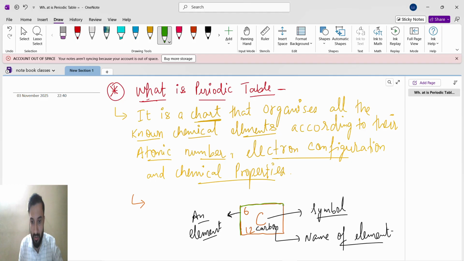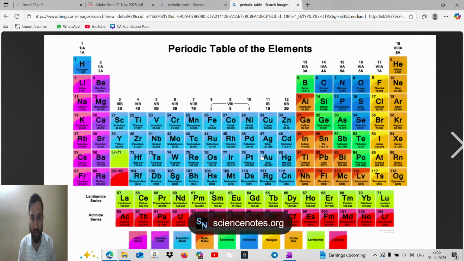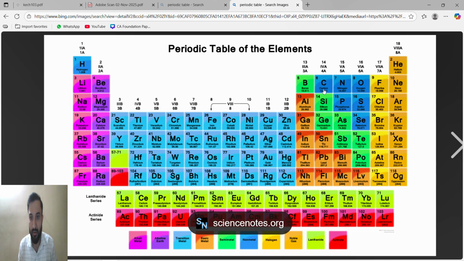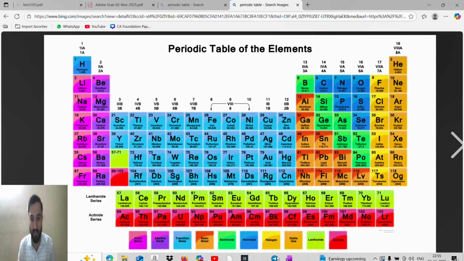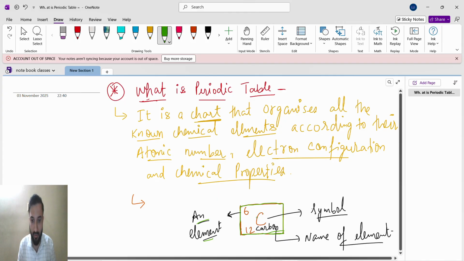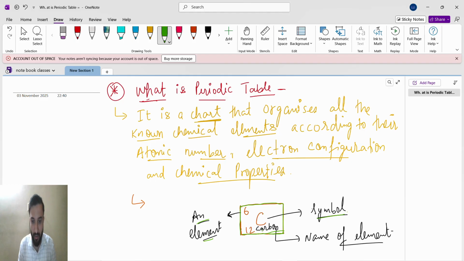Each box on the periodic table represents an element. In the periodic table you can see they have written C, down carbon, 6, 12, right? This is the blue color box. So the blue color box means each box represents an element. Then this is a symbol: C indicates the symbol of an element. Then down, that is called the name of the element. And now the main important thing is we will get two numbers, 6 and 12.